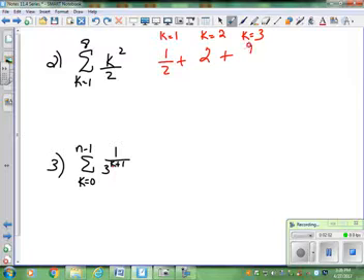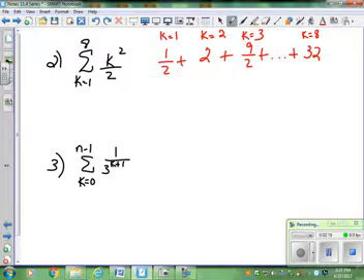3 squared is 9, divided by 2 is still 9 divided by 2. I've got 3 numbers, so I put plus, dot, dot, dot, plus, and then I put in 8 because the last one is 8. 8 squared is 64, and divided by 2 is 32. And that's all you do.